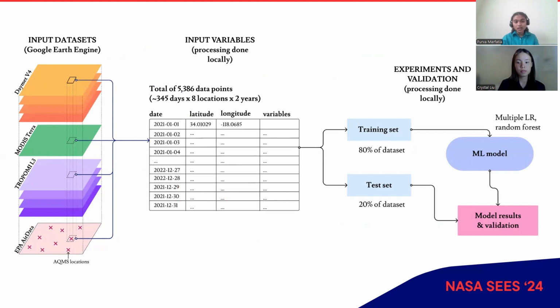This is a workflow diagram of how our project worked. We started with input data sets from Google Earth Engine from a variety of sources, and we then consolidated them into one single table. This was done in a way where you can imagine each row in the table as a stack of pixels over a ground level measurement, as you can see from the X's in the bottom left. From here, once we had the data set, we evaluated the accuracy of different models using a train test split and accuracy metrics.